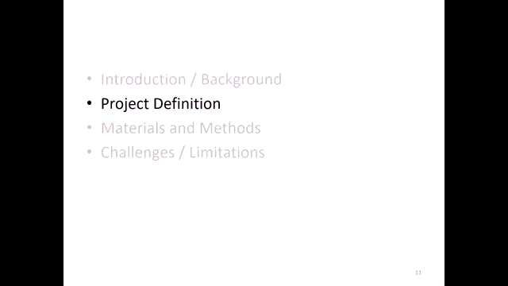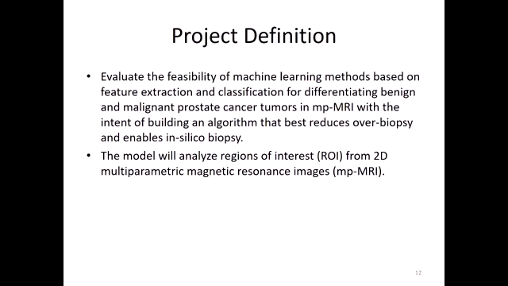Okay, so the project definition. A long project definition. We're going to attempt to evaluate the feasibility of machine learning methods, which are feature extraction and classification, for differentiating malignant and benign tumors with multi-parametric MRI, with the intent of building an algorithm that best reduces over biopsy, and if we get really accurate, enabling in silico biopsy. So if we were quite accurate, we could skip the manual biopsy process and say the computer has done the biopsy, and we move on to treatment.